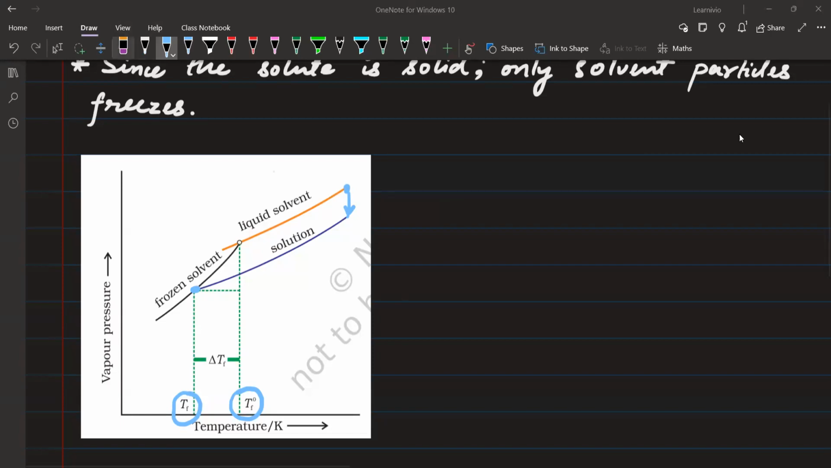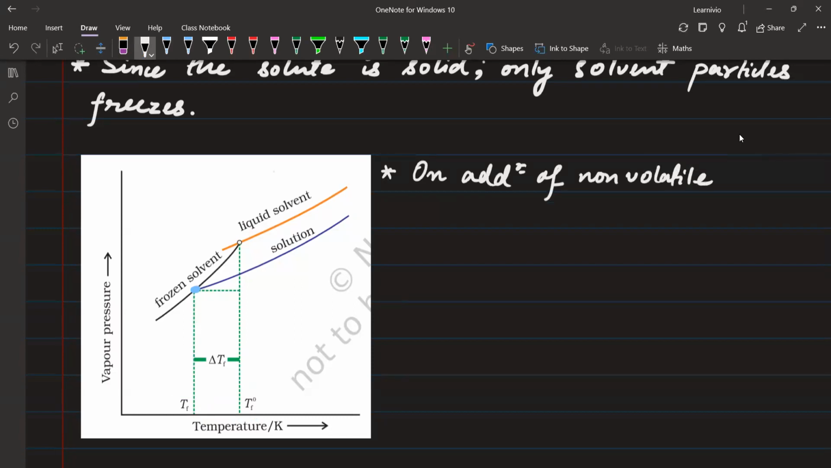So we'll write next point. On addition of non-volatile solute, the freezing point decreases. And also make this graph.